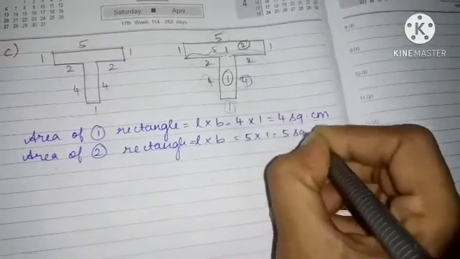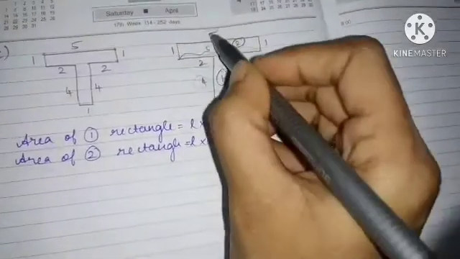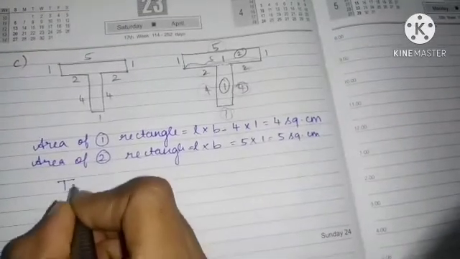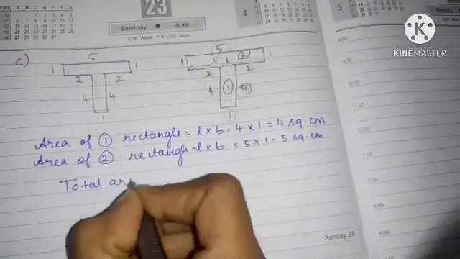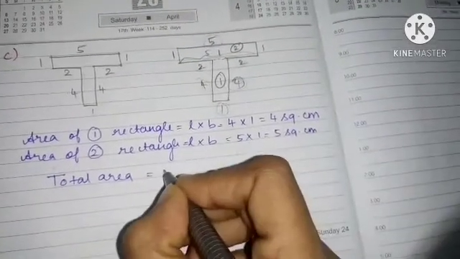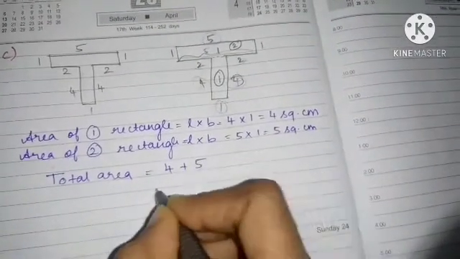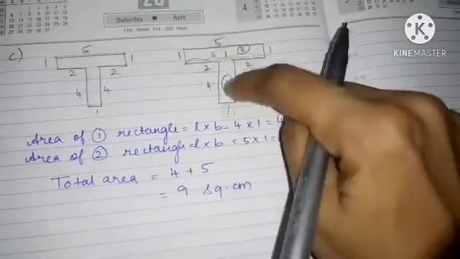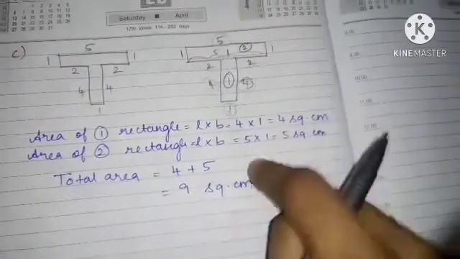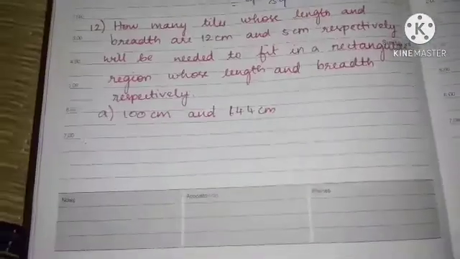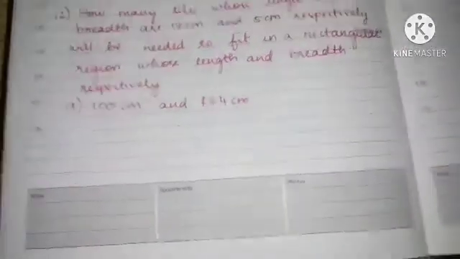5 square centimeter, because 5 is the length and 1 is the breadth. Now I got the area of the first rectangle and the second rectangle. So total area is equal to 4 plus 5, which is 9 square centimeter. So I have segregated them into two rectangles and then added them to find the total area. Understood?